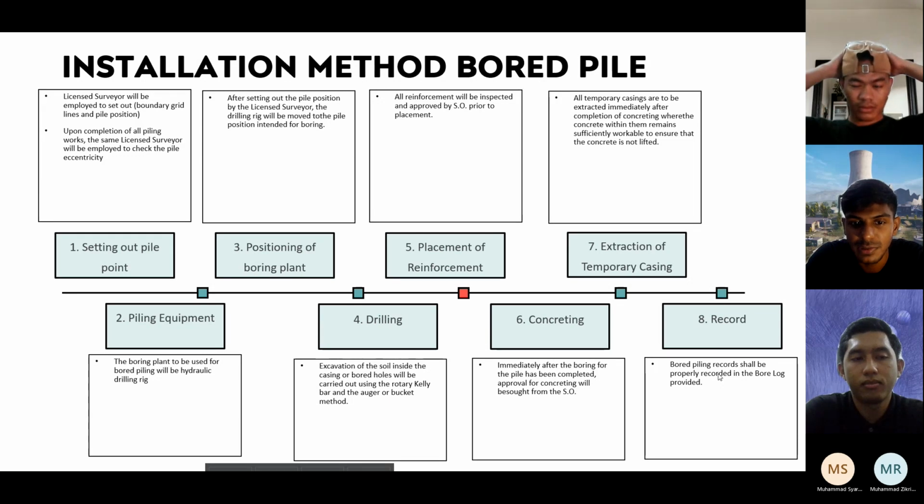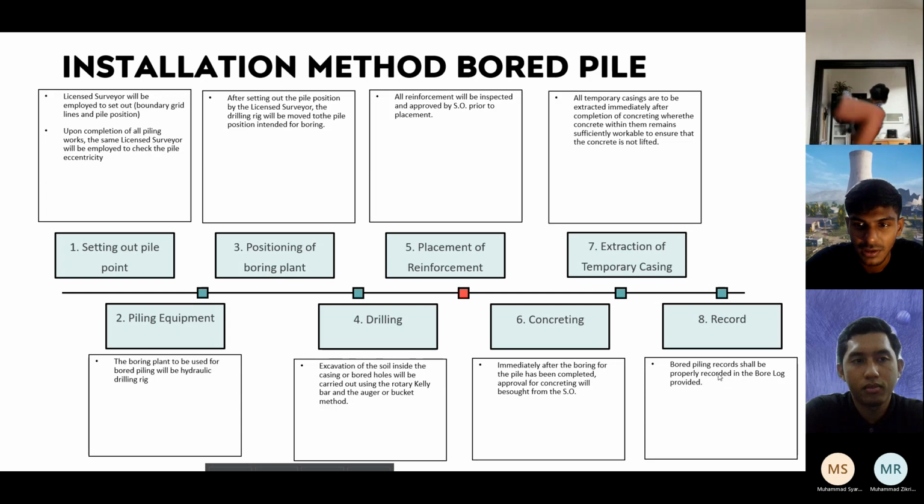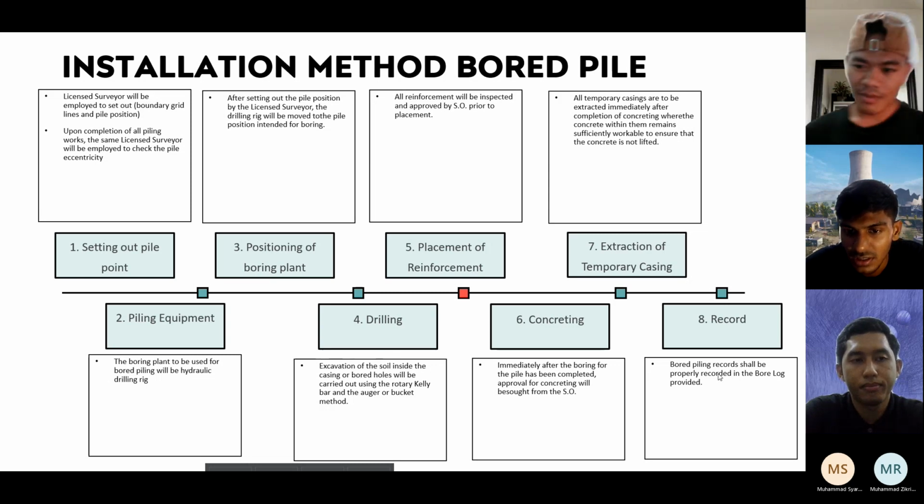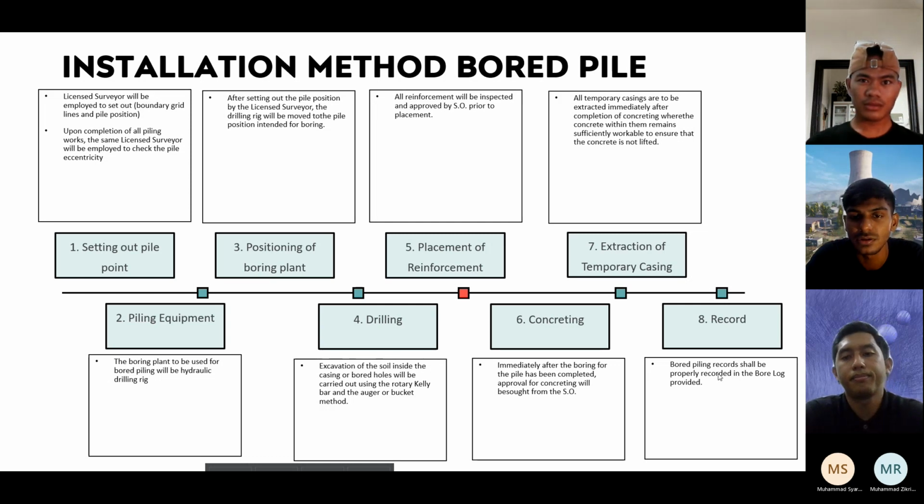Number 5 is placement of reinforcement. Before placing the reinforcement, the client representative must inspect the rebar first, such as the diameter of rebar and number of bars. Then we can place the reinforcement bar. Number 6 is concreting. For concreting, we need to ensure a lot of things such as manpower and concrete grade and concrete quality by using slump test and cube test. Number 7 is extraction of temporary casing. The temporary casing needs to be removed after concreting.